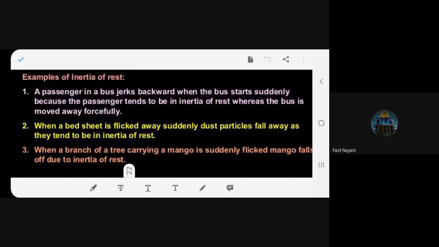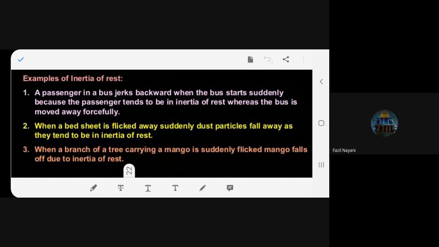Please start with it. A passenger in a bus jerks backward when the bus starts suddenly because the passenger tends to be in inertia of rest, whereas the bus is moved away forcefully. Have you experienced this anytime, when you are traveling in the bus, you are seated, you are not moving, seated on a seat, right? When the bus starts suddenly, when it starts to go forward, suddenly you go backward.